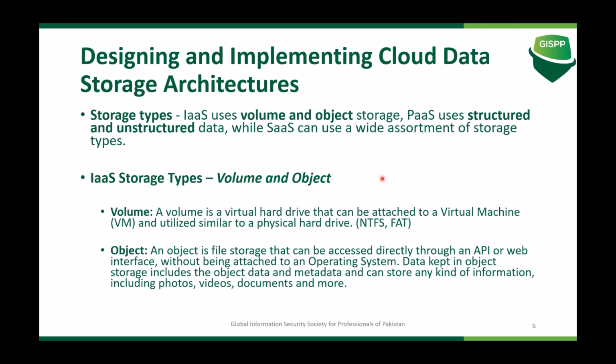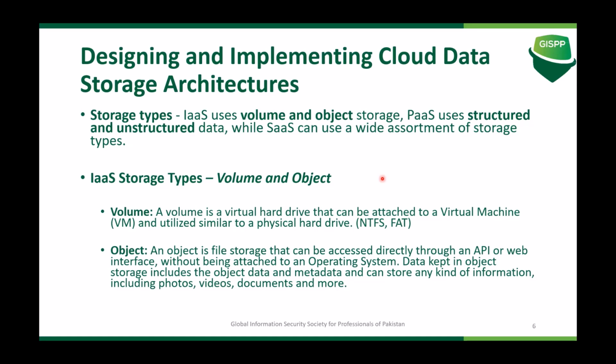Okay, moving on. The next thing that we're going to talk about is designing and implementing cloud data security architecture. As I mentioned, cloud uses different types of storage based on the service that you are utilizing. So storage type: IaaS, infrastructure as a service, uses volume and object storage. You need to remember which type of service is using volume and object storage. Infrastructure as a service uses volume and object storage. Now, what is a volume and what is an object? I'm sure you're all familiar with virtual machines, right? You know, VirtualBox or VMware, you install a virtual machine and then you create a drive and you attach a drive to it. That drive is volume storage.